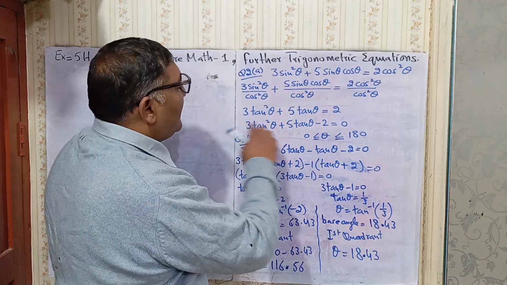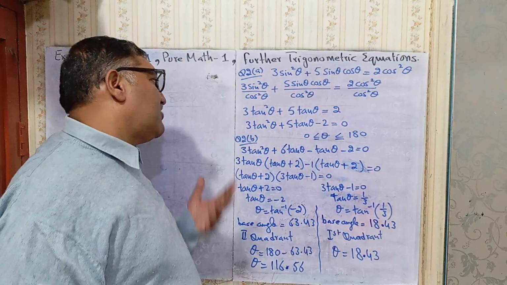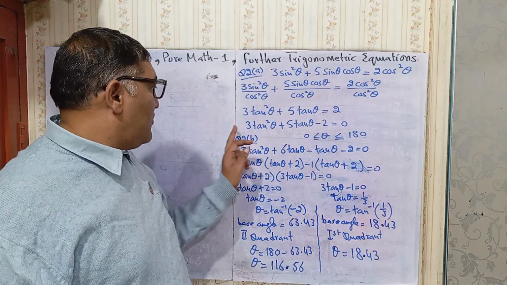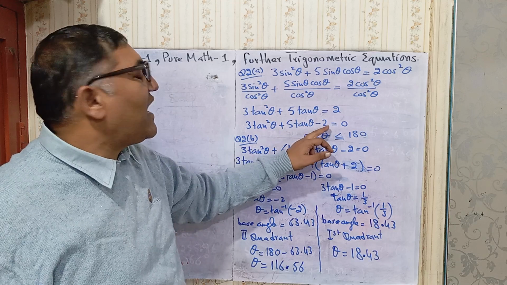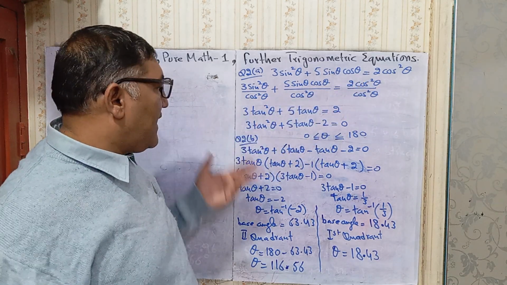Bring this 2 to this side. So this is the A part. This is the thing which they ask us to show, that this equation can be shown in this form, 3 tan square theta plus 5 tan theta minus 2 equals to 0. Then they ask us to solve this equation.